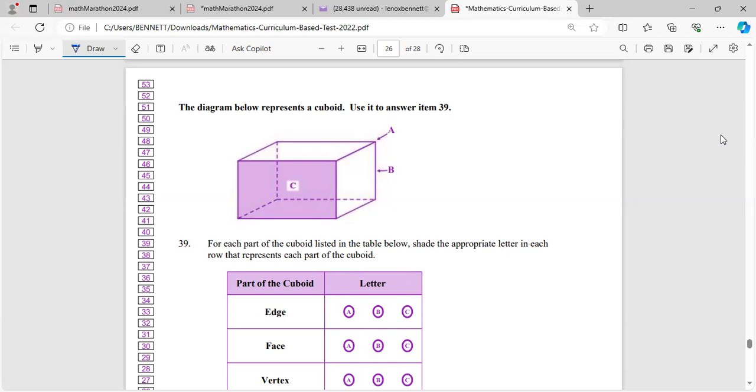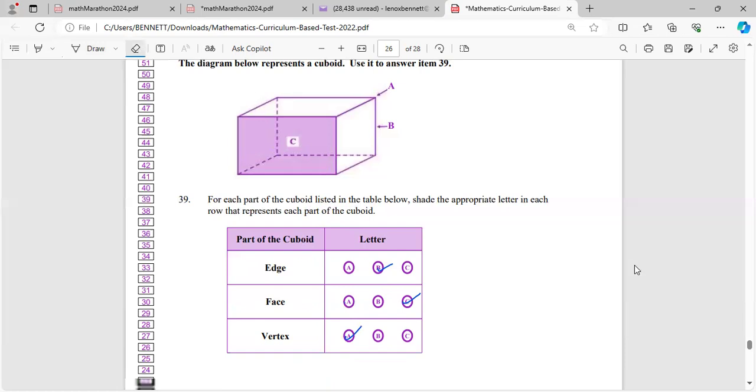All right, go ahead, Kimoya. Part of cuboid, edge. A. Face, C. Sir, the face is C. Wait, no, hold on. Rub out A and put it at B. Edge is B. And the vertex is A. Do we agree? Maybe you're wrong. Sir, rub out that first part right here. I think I mean the vertex.